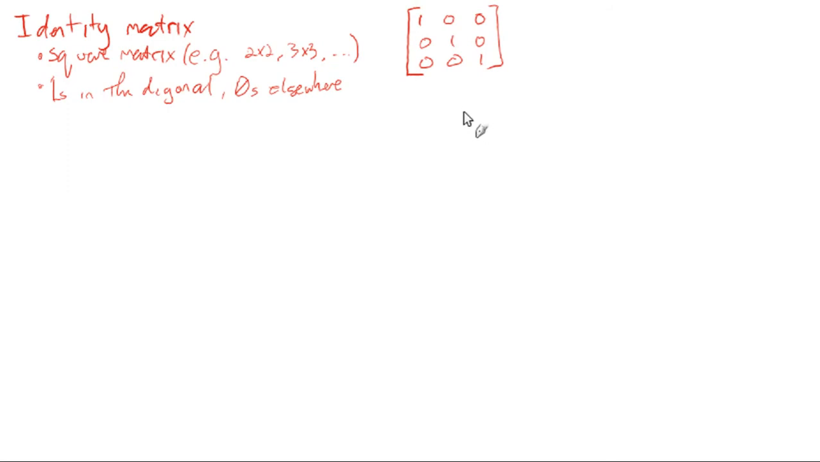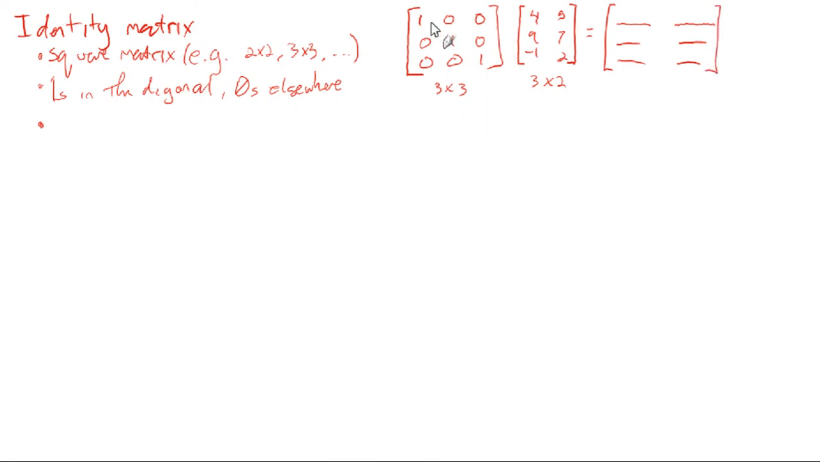Okay, the next property is one I'll show you before I actually write it down. If I take this matrix and multiply it by another matrix that's possible to multiply, let's say we multiply it by 4, 5, 9, 7, negative 1, 2. Let's see what happens. We don't have to multiply it by another square matrix. It just has to be possible to multiply. This is a 3 by 3, and this is a 3 by 2. We can multiply them, and we'll get a 3 by 2 as a result. So let's see what happens when we multiply the identity matrix by another matrix.